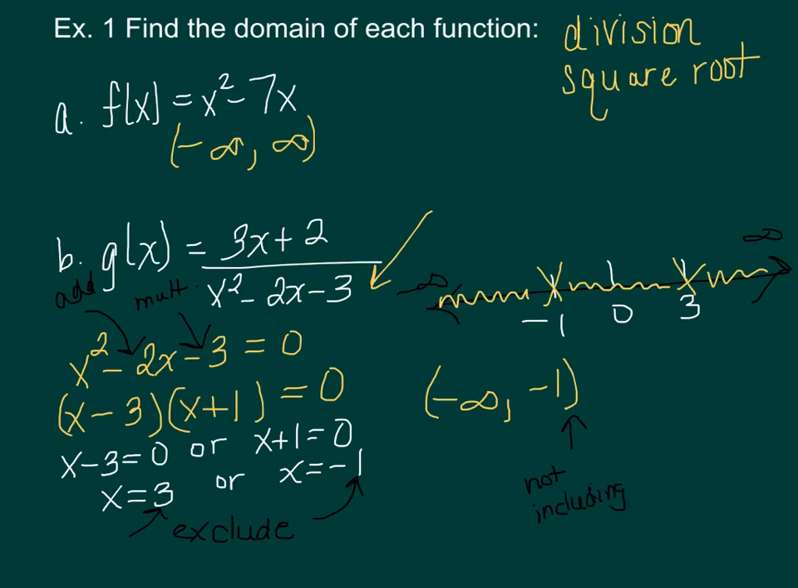Then to represent the gap in between, we can use everything from -1, not including, to 3, not including. So all those parentheses mean we can't use them. And then we got to join that union. That U means union. We're going to join the other side of our graph, which is from 3 to infinity. So that would be your domain when you're excluding two values. So everything to the left, everything in between, and everything larger.